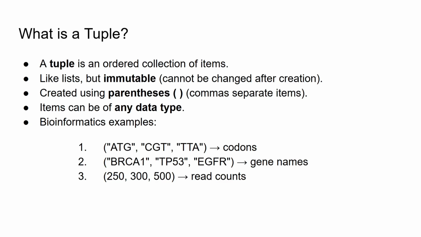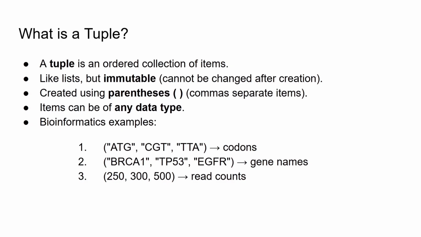Alright, let's understand what a tuple is. A tuple is an ordered collection of items. That means the items inside it stay in the same order as when you created them. It looks very similar to a list, but the big difference is that tuples are immutable, which simply means once you create a tuple, you can't change it. You can't add, remove, or update the items inside.